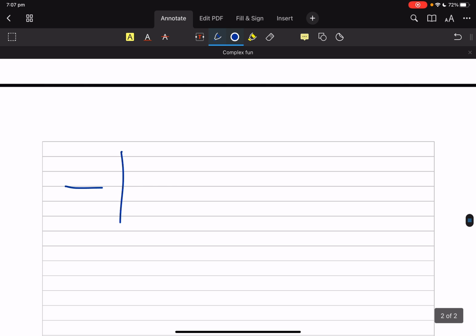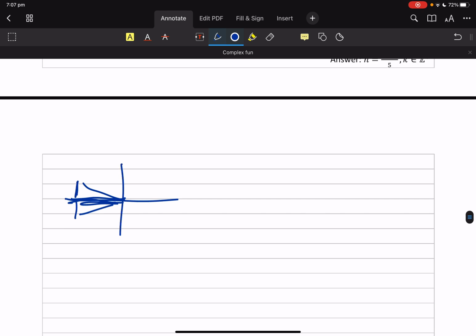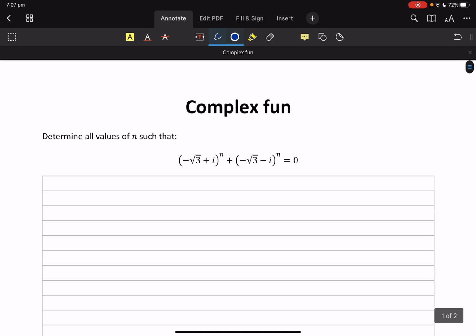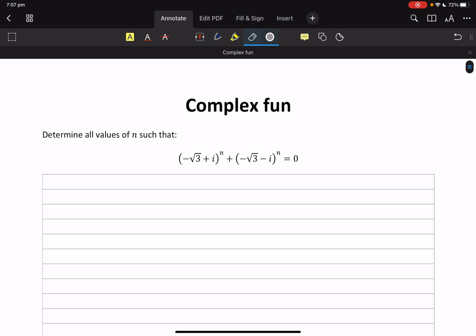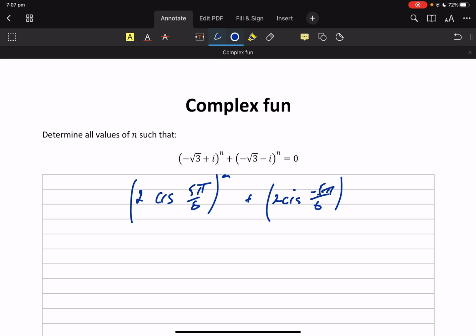So it's minus root 3 plus 1 and minus root 3 minus 1. So it's going to be 5 pi on 6 and minus 5 pi on 6. And then clearly they're the same length, so it's going to be 2 cis 5 pi on 6, bit messy, and 2 cis minus 5 pi on 6, to the n.